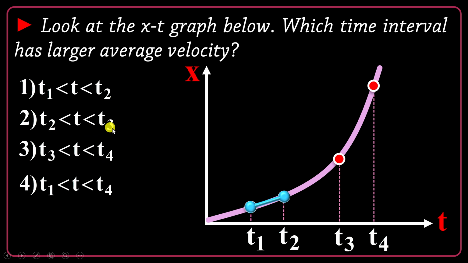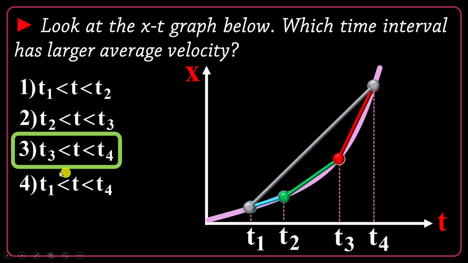Let's go for t2 to t3. t2 to t3, this one. It's a larger slope. So till now, t2 to t3 will have larger slope and larger average velocity. t3 to t4. Oh, it's even larger. Till now, this is the maximum. But from t1 to t4, let's make a secant line from t1 to t4. The slope of this gray line is not that large. Among the four secant lines, I think this red one has the largest slope, so I think I will choose this option.